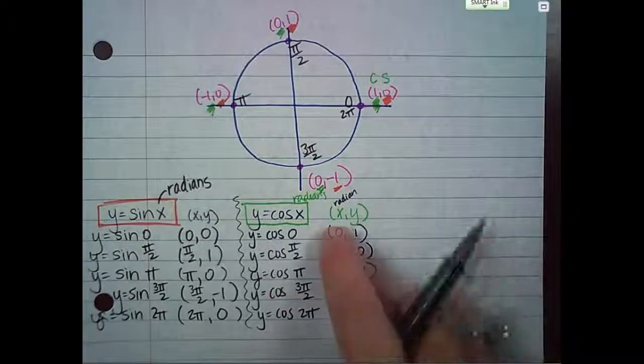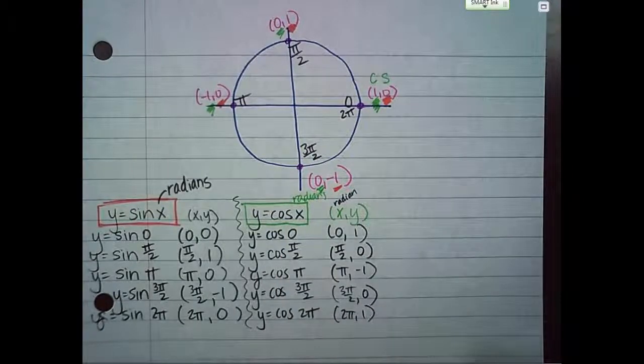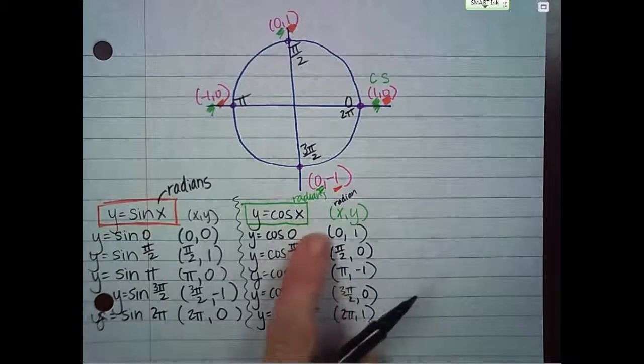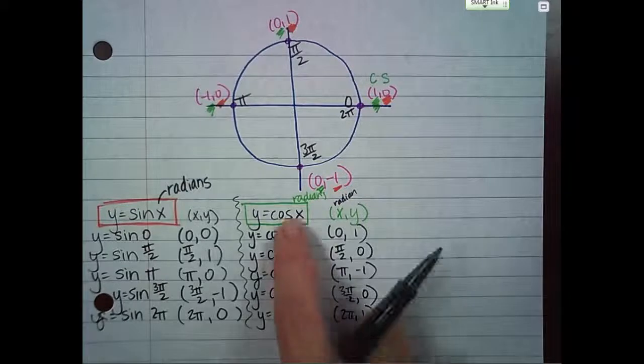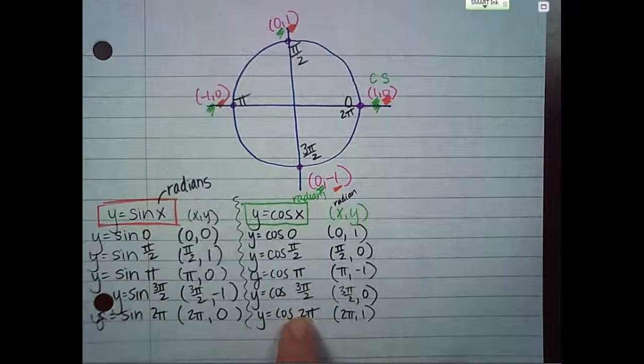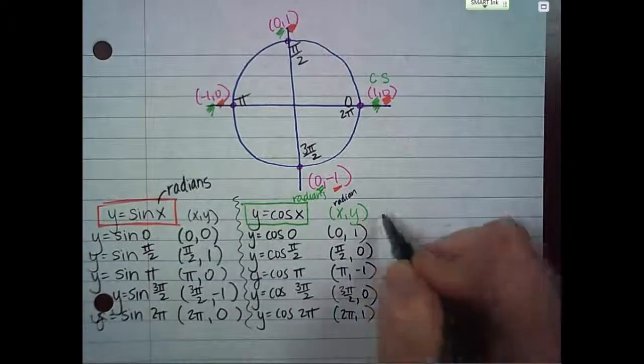No, the input, right, is x. Input's the x, so we start with 0, pi over 2, pi, 3 pi over 2, and 2 pi. That's the input. Yeah, okay, gotcha. Because you're thinking, I'm looking at the x value. I'm telling you y equals cosine of that. Oh, okay. It's very confusing.